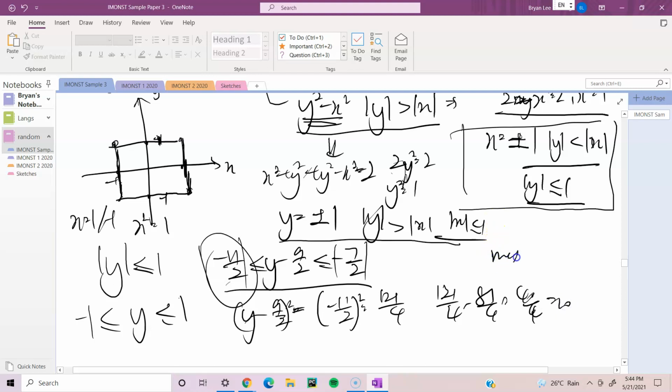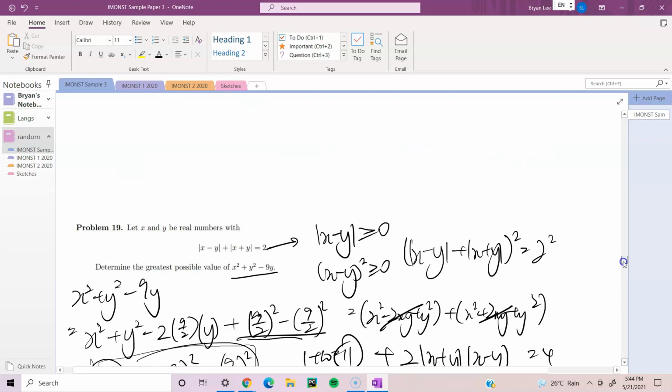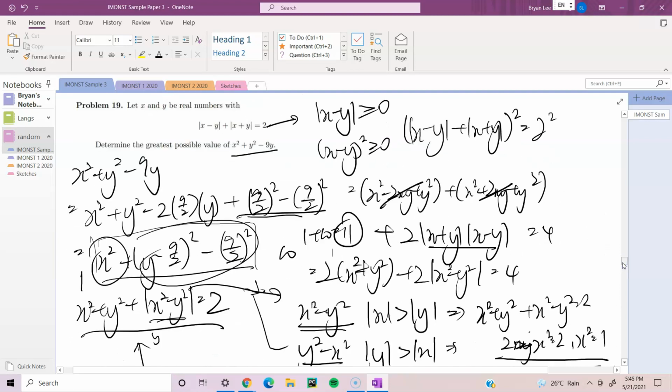So the max value, as we can see up here, since this one's max value is 1, this one's max value is 10, so 1 plus 10 equals 11. So the answer to question 19 here is 11. Okay, so I hope you got it right.